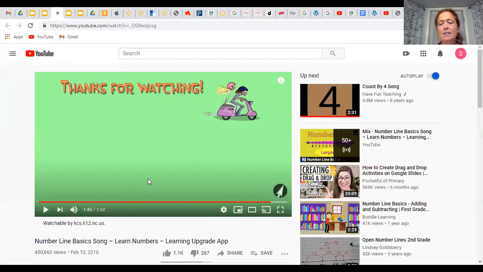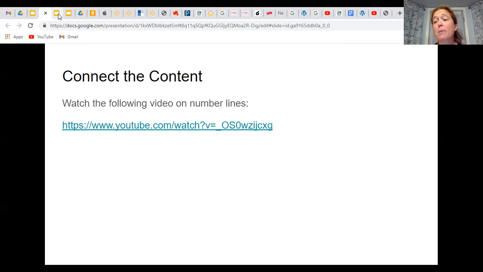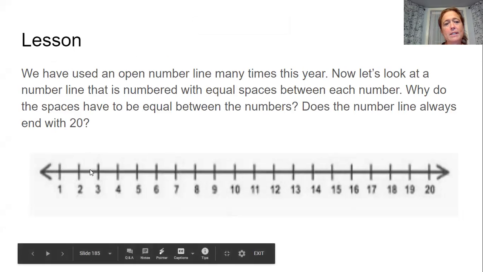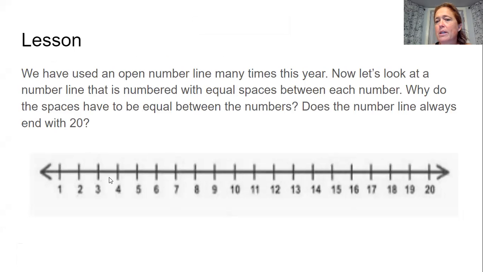Okay, so that's to give us a little bit of an idea of number lines that are already marked. So let's continue. Today we are going to use a number line to complete a math problem. So as you can see on my number line, it is already numbered 1 through 20, and it has equal spacing between the numbers. Why should there be equal spacing between numbers?